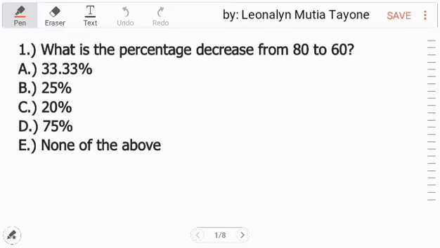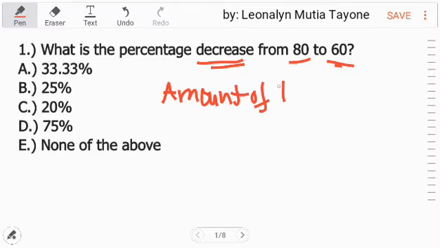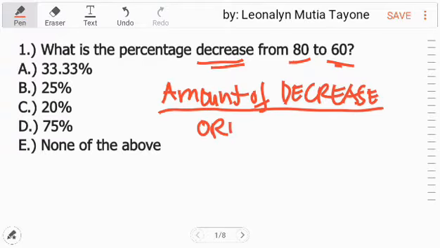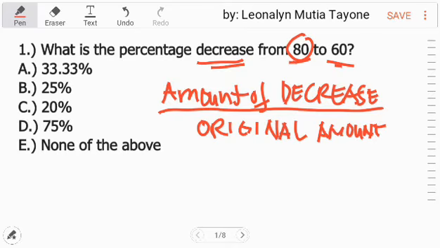Question number 1. What is the percentage decrease from 80 at naging 60? Remember this. Amount of decrease over original amount. So, ang original amount dito ay yung 80. Amount of decrease ay 80 minus 60. At i-multiply mo yan ng 100% kasi percentage ang hinahanap natin.